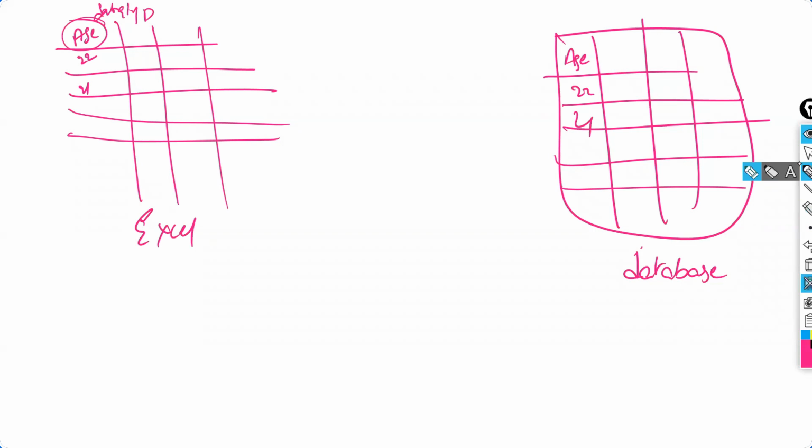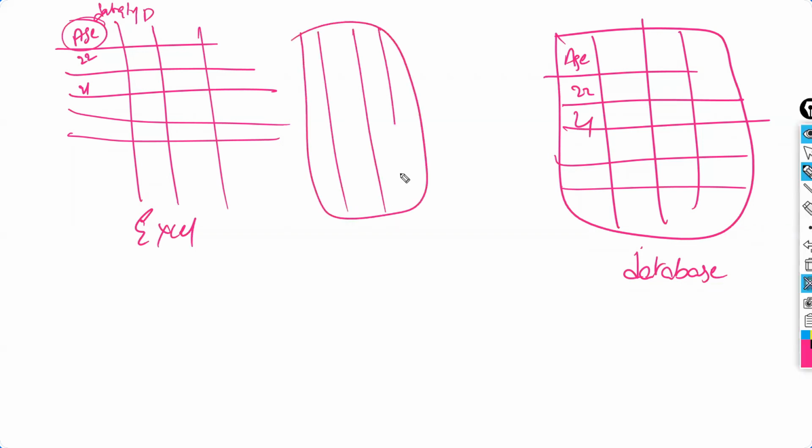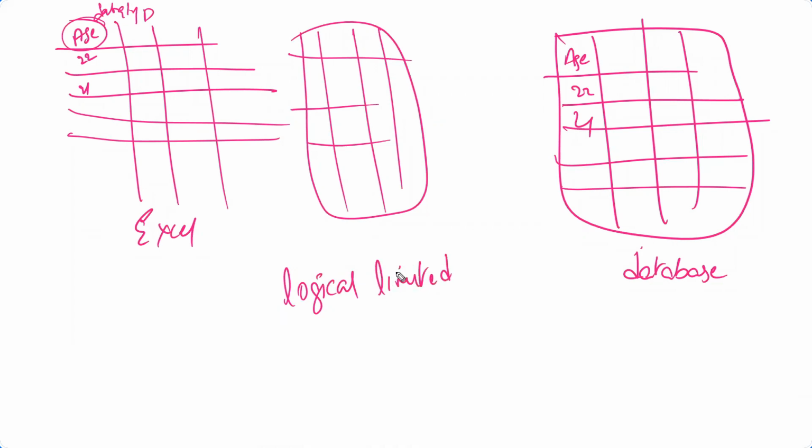Advantage number 3. In Excel, you are having multiple sheets, multiple tables inside the Excel, and you want to have connections between the tables. Here, the connections are very difficult to make, logically limited. Whereas in the database, connections between the tables are very easy, dead easy.